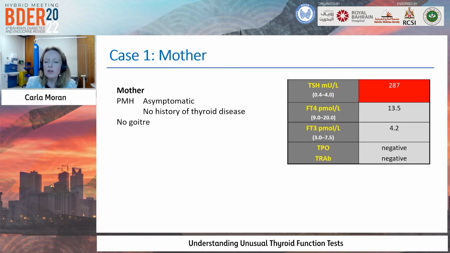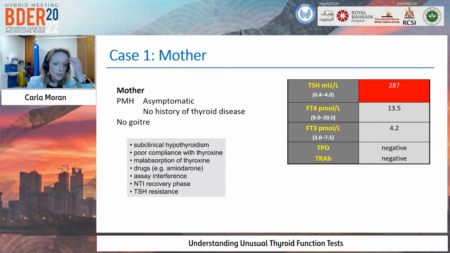So the mum's thyroid function tests were checked, and she also had a very raised TSH of 287 mU per litre with a normal T4, normal range T3 also, and negative thyroid autoantibodies. She had had no history of thyroid disease, she was not on any medication, and she had no goiter.